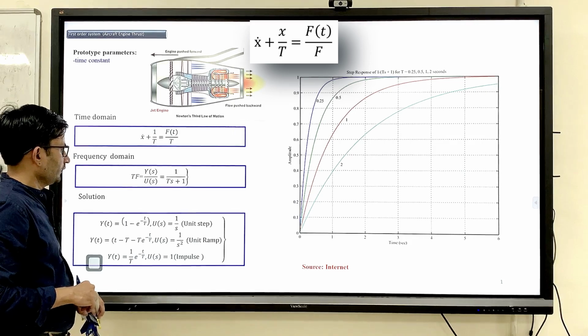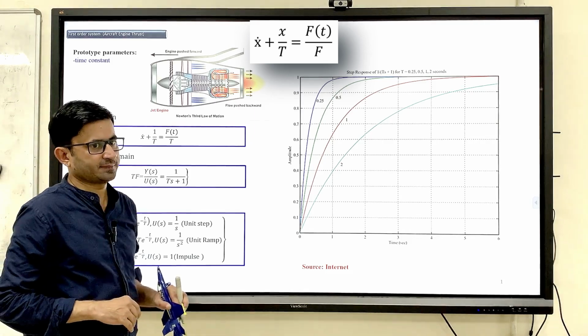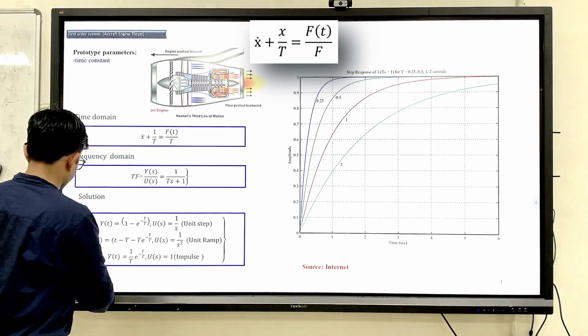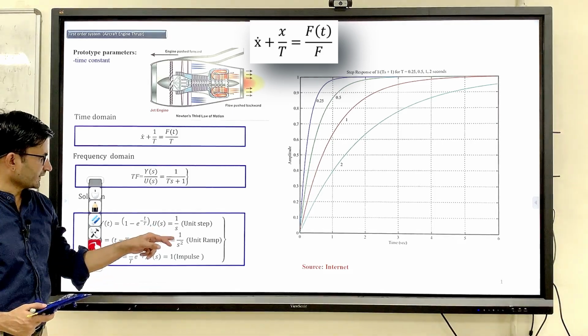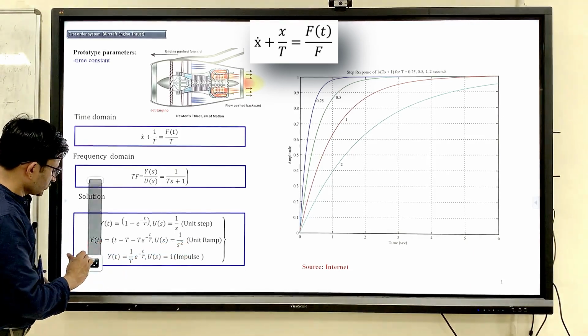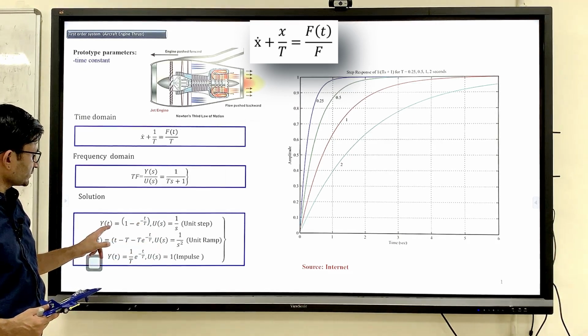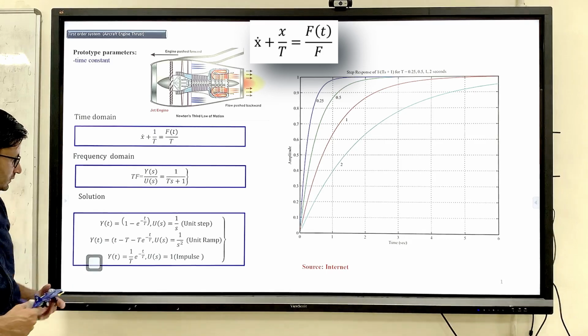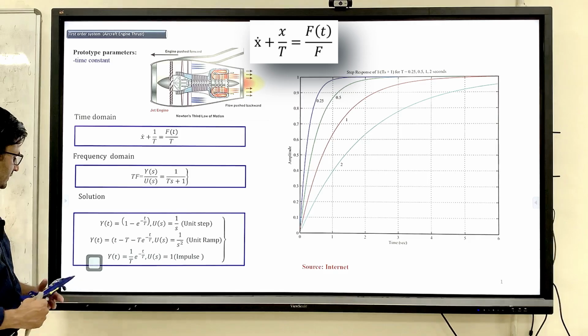And when I say unit step, what do you mean by unit step? See, there are three types of input I have written, right? Unit step, unit ramp, unit impulse. Okay. So I will explain all three, and I will show you why it is coming: y equal to 1 minus e to the power minus t by T.